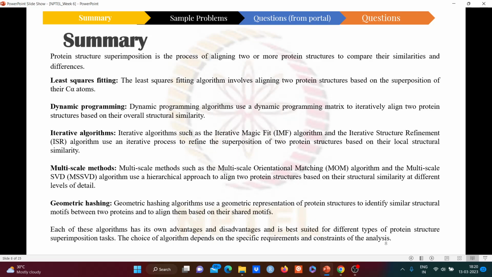Next is geometric hashing. The geometric hashing algorithm uses a geometric representation of protein structures to identify similar structural motifs between two proteins and to align them based on their shared motifs. These algorithms can handle large structural differences between proteins and can provide comparatively accurate superimposition results.